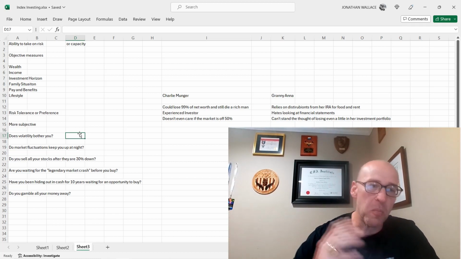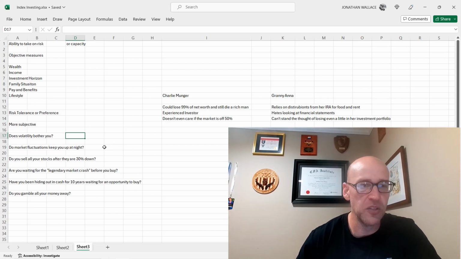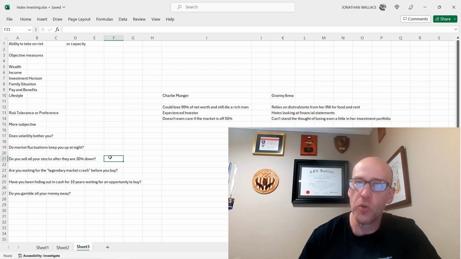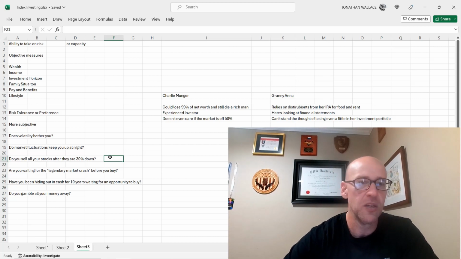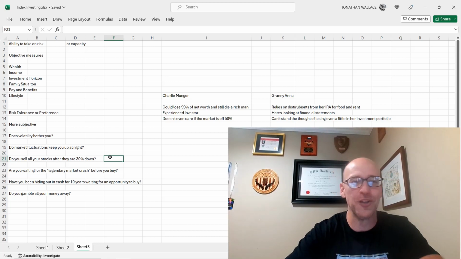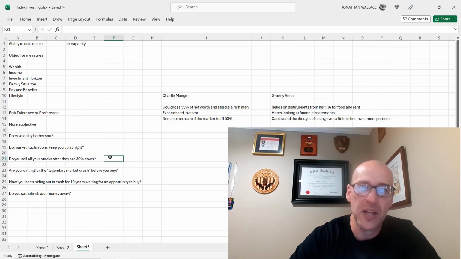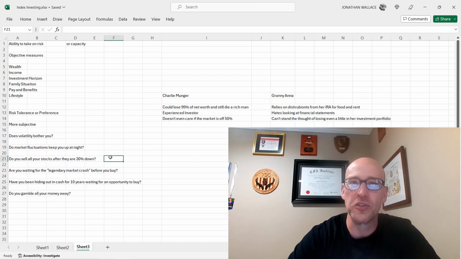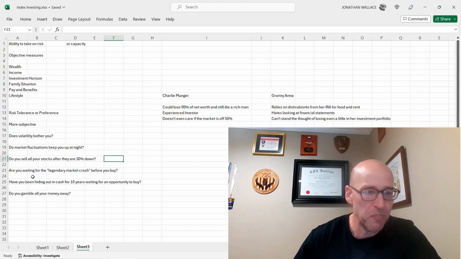All right, so do market fluctuations keep you up at night? Is that something that's going to keep you up at night? Do you sell all your stocks if they're down 30%? If so, perhaps you should have less in stocks. Maybe something to consider there. Are you waiting for the legendary market crash and just hiding out in cash to buy? So there's some cognitive bias there you might need to address, but that may mean you have a reduced risk tolerance, such that you might need some help.